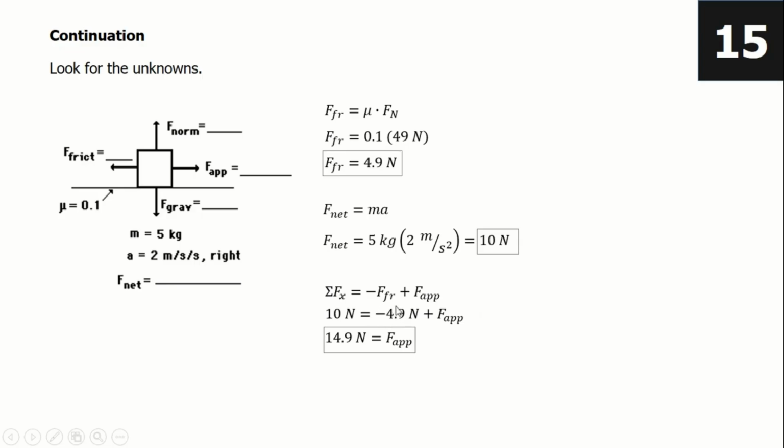So putting the 4.9 on the left side of the equation will transform the sign to a positive one. So 10 plus 4.9 is 14.9 Newton. That's the value of my applied force. So there you go. You were able to solve for all of the forces or all of the unknowns.